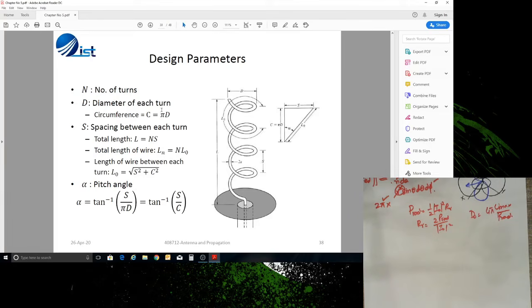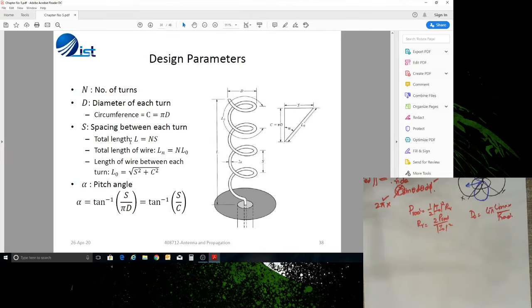D is the diameter of each turn, so here you can see this is the diameter of the turn, or C is the circumference of these turns, और हमें पता है circumference क्या होता है, it is C equal to 2 pi r. So जो diameter है it is equal to 2 times the radius, so it can be written as 2 pi r or pi D as well. जो कैपिटल S है it is the spacing between each turn, so यहाँ पे जो दोनों टर्न्स के बीच में जो स्पेसिंग होगी, this is capital S.